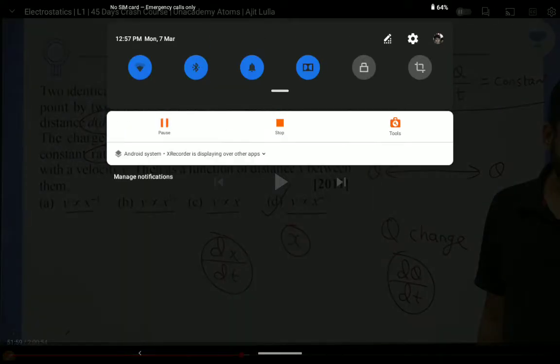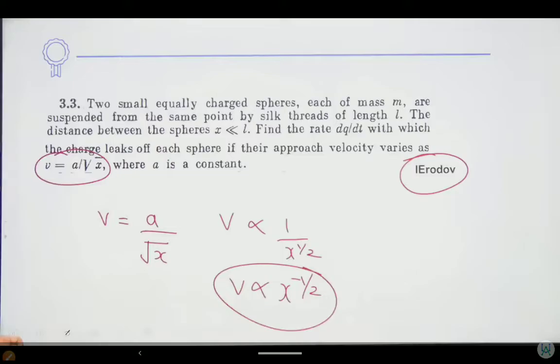This is from a previous question, which we already proved. Here we are given the same question and the answer is given as v equal to a by root x, where a is a constant. From this we can say that v is directly proportional to 1 by x power 1 by 2. That means v is directly proportional to x power minus 1 by 2, which we just now proved.